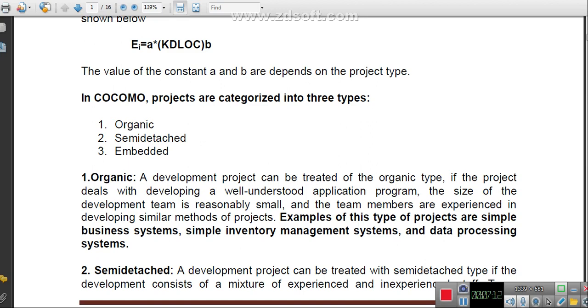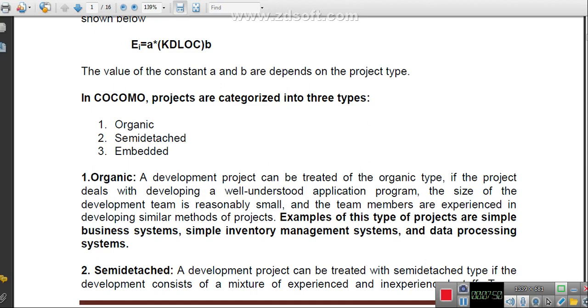So which project will we call an organic project? You all know, or you probably know. That particular project is a well-understood application program, and the size of the development team is very small. The team members are experienced, have knowledge of similar projects, and have completed similar projects. So that is an organic project. The team size is small, and the project size is small.